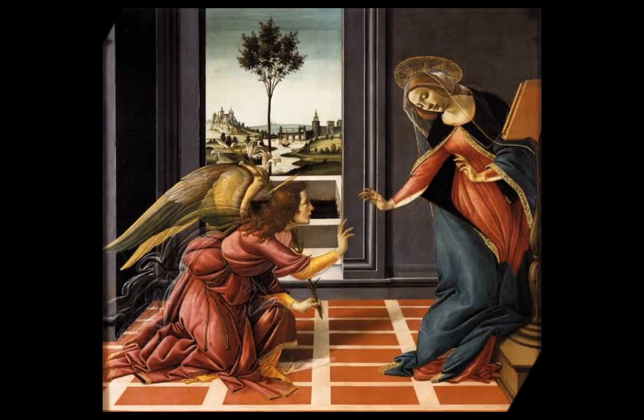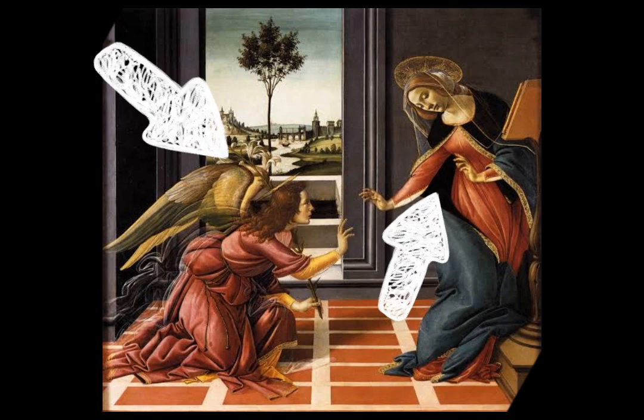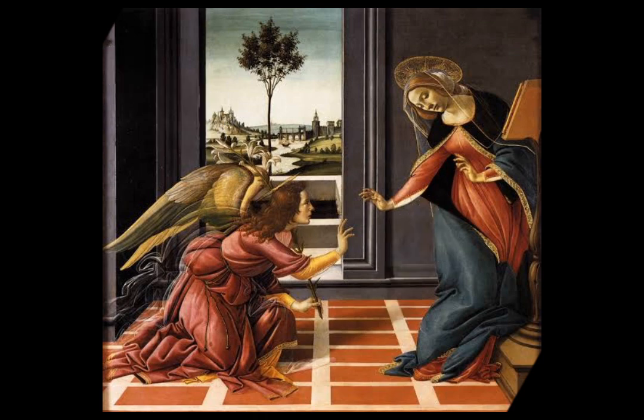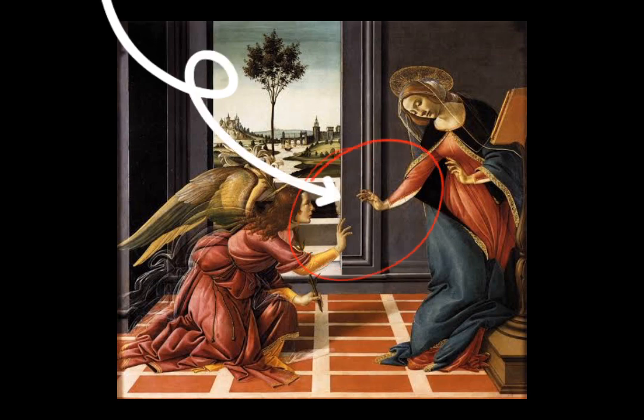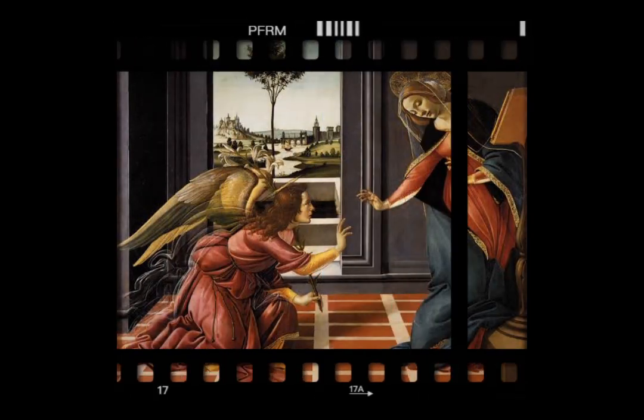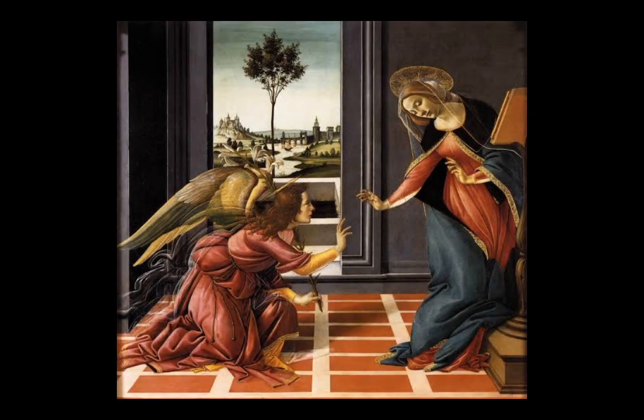The characters in this painting are Gabriel and Mary. This interpretation of the Annunciation is interesting because Mary looks to be rejecting Gabriel and his message, and Gabriel seems to be begging Mary to accept God's will. Mary's body is drawing away from Gabriel while her hand is stretched out toward him as if to protect herself from him.